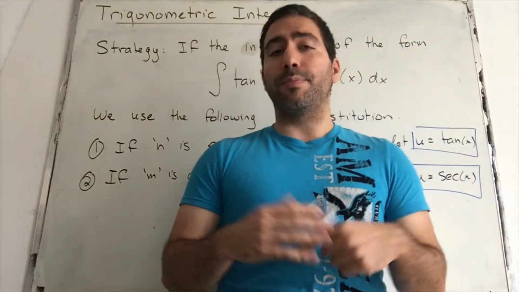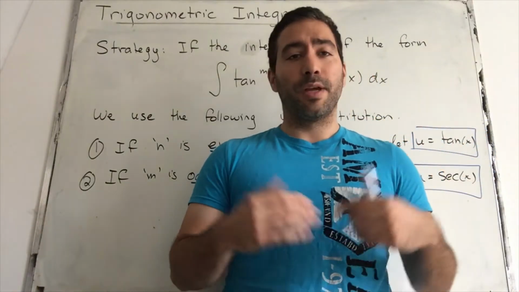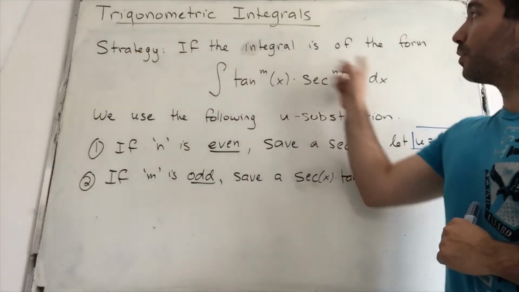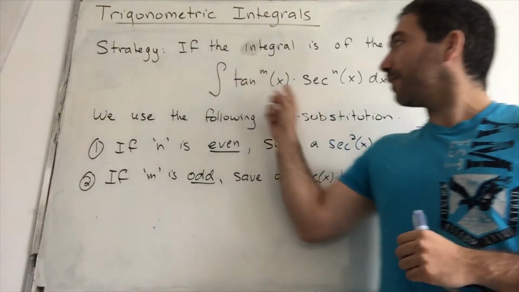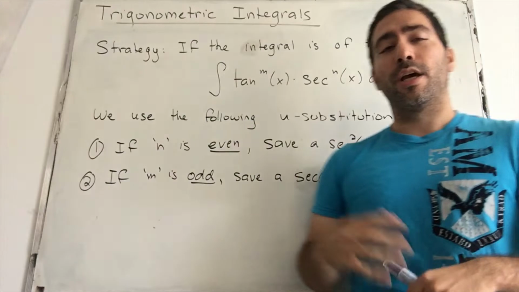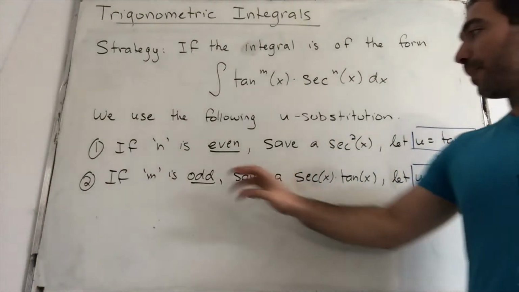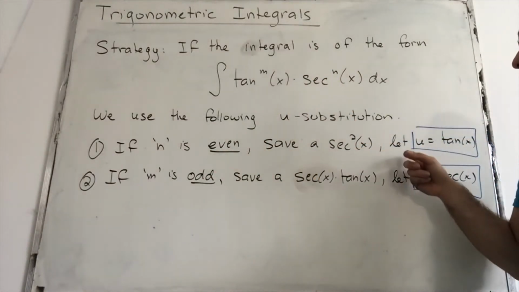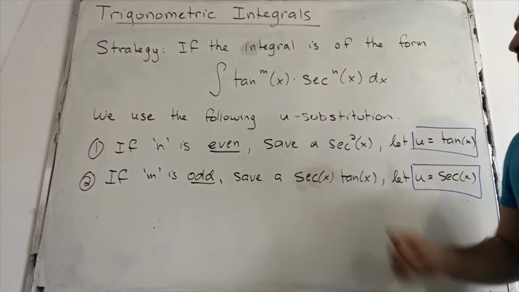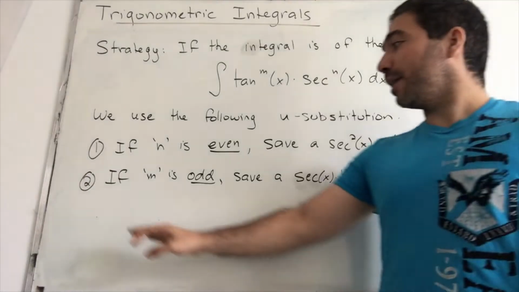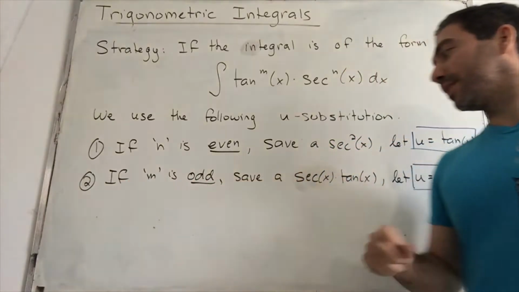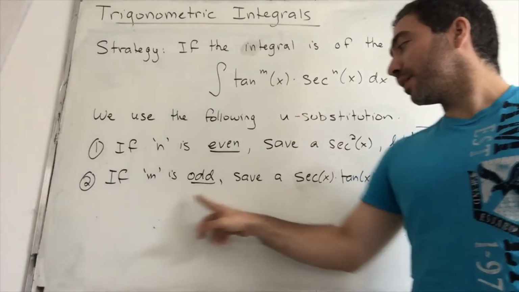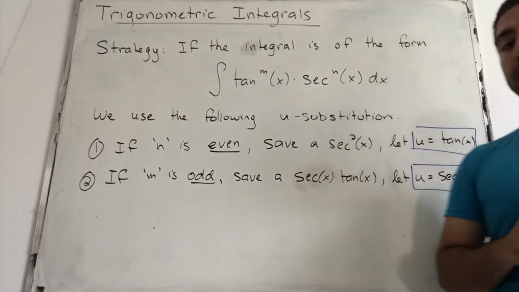You're going to need some of the properties that we saw in the previous video, so go back, take a look at them, and make sure you have those trig properties memorized. The strategy: if the integral is of the form tan to the exponent m of x times secant to the exponent n of x dx, we use the following u substitution. If n is even, so the exponent of the secant is even, we save a secant squared and let u equal tan of x. The other case is if m is odd: the exponent of the tan is odd, so we save a secant times tan, and let u equal secant of x.